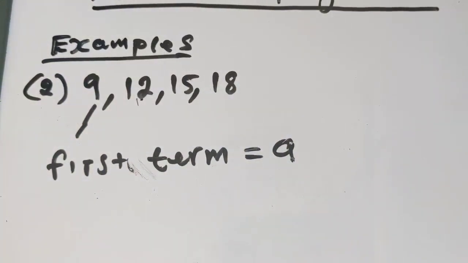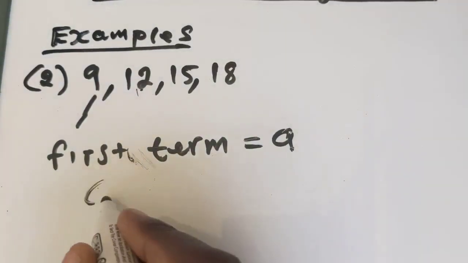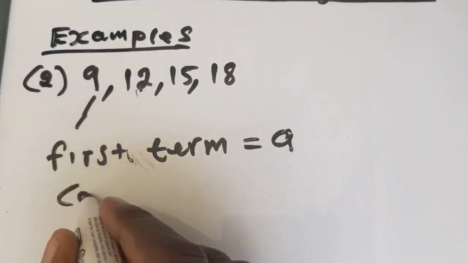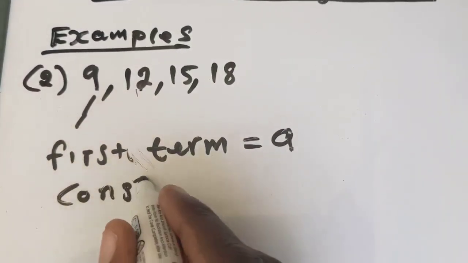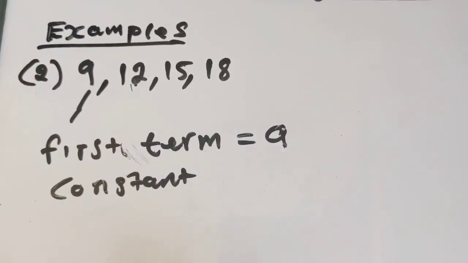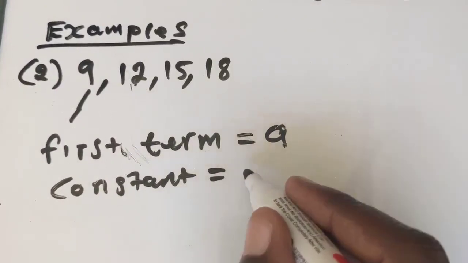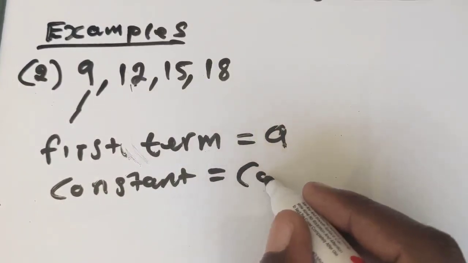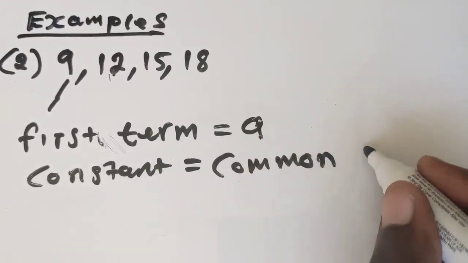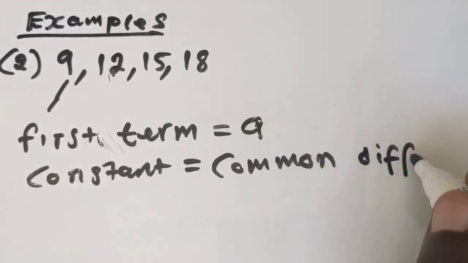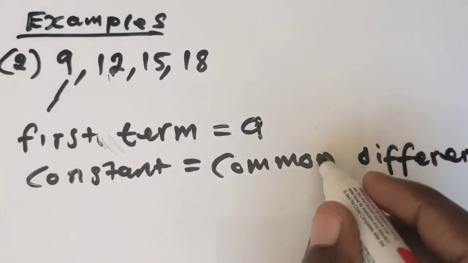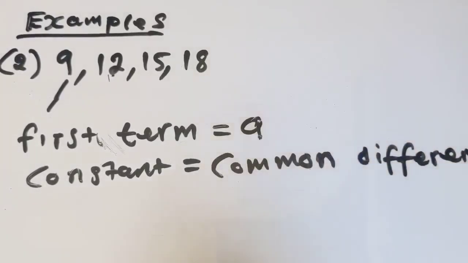And that constant, the constant number which they were adding to find the next term, is called the common difference. Okay? The common difference.